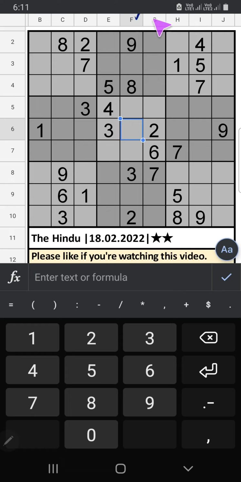Column F, we have 9 and 8. 9 and 8 can't come in these cells. It will come in one of the two cells. We will confirm later. Fifth grade, only 3 numbers are remaining: 1, 7, 5. It will come in one of the 3 cells. We will confirm later.